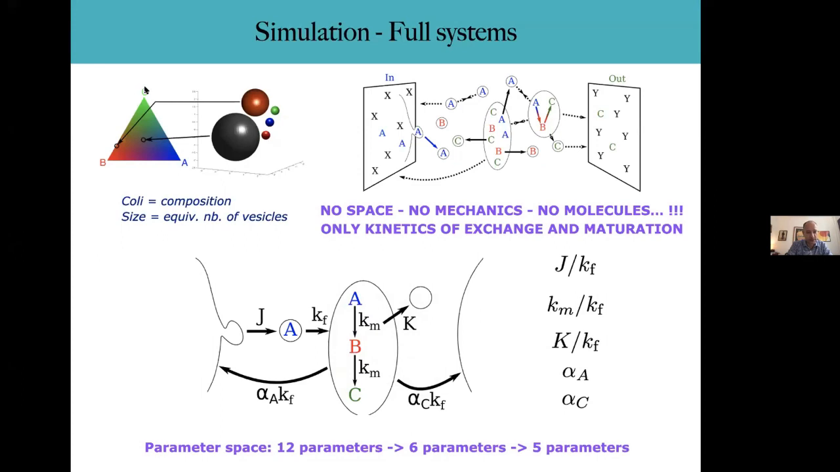If it's purely green, it means that it's a trans or late compartment. And if it's somewhere in the middle, like a grayish color, it means that it's a mixed compartment with many different species in it. The size of the ball will tell you the size of the compartment, how many vesicles have fused together to make that compartment.